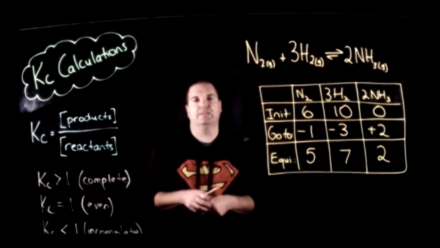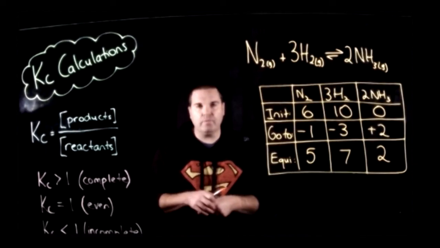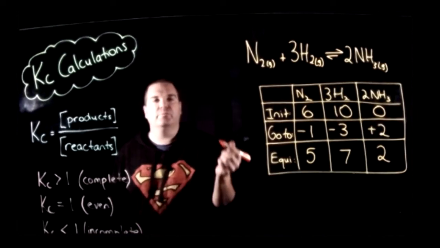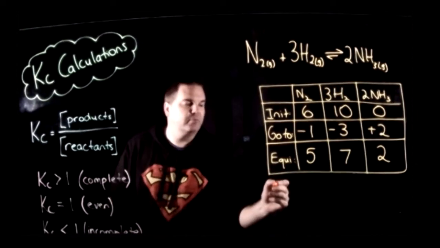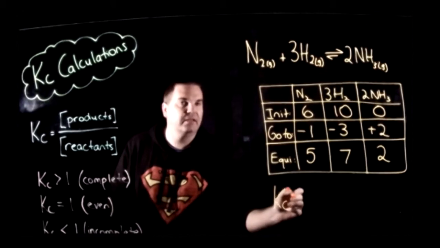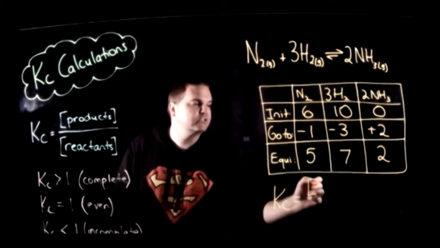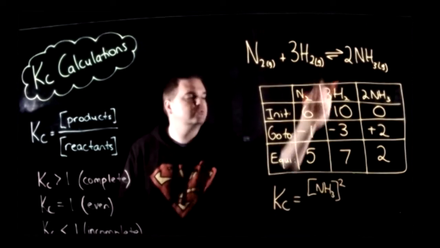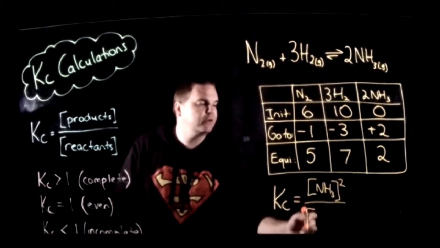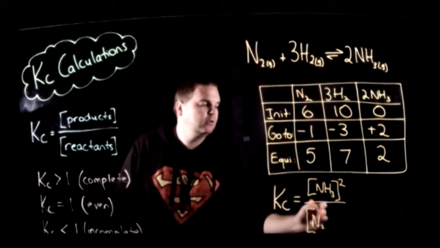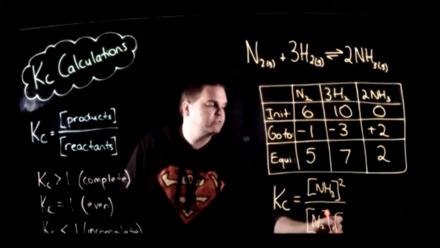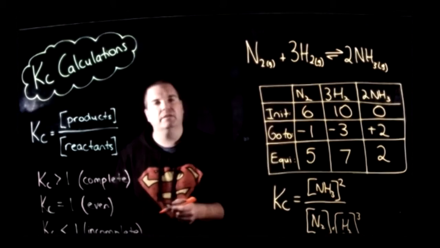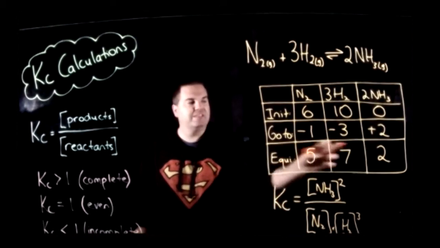We can put that into our Kc expression. If you remember, for this one from the previous one, Kc equals the concentration of ammonia squared, because there's a 2 there, over the concentration of nitrogen times the concentration of hydrogen cubed. So what we can do is put these values in.